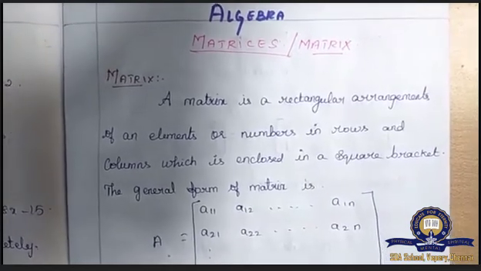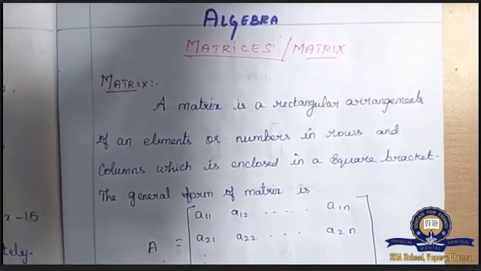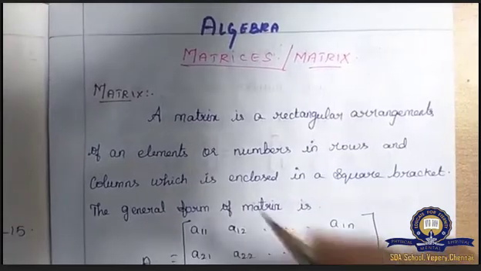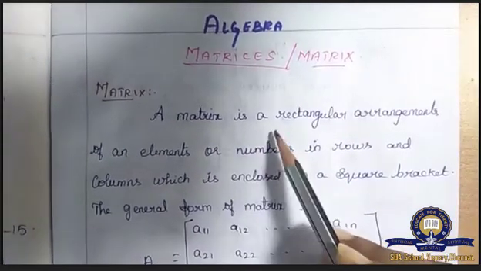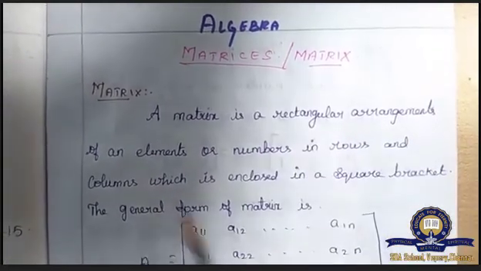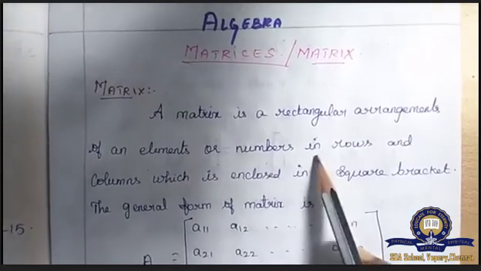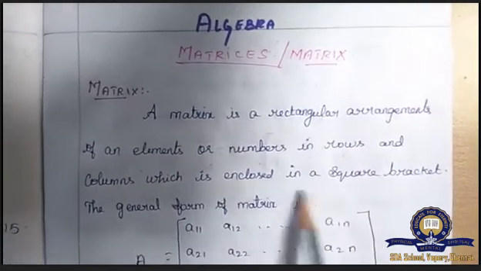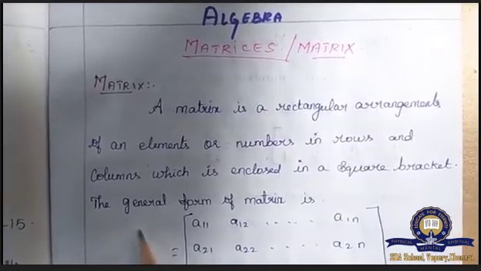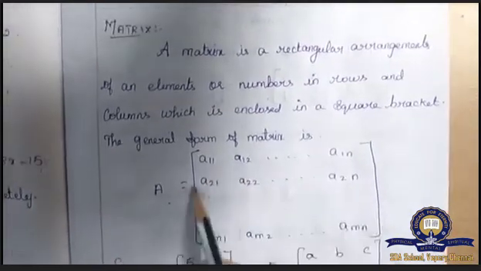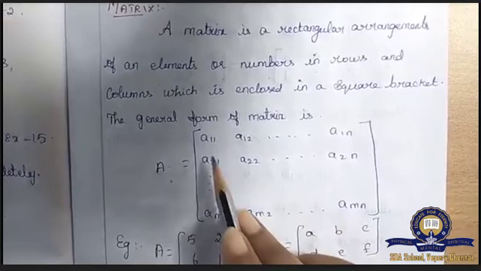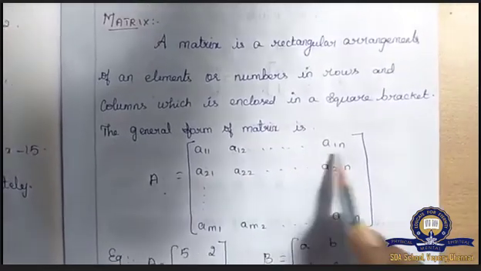What do you mean by matrix, guys? Let me give you an explanation. A matrix is nothing but a rectangular arrangement of elements or numbers in rows and columns, which is enclosed in a square bracket. The general form of a matrix is here. I have given the general form, right? A11, A12 and so on, A1n.